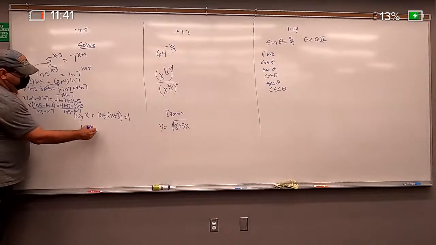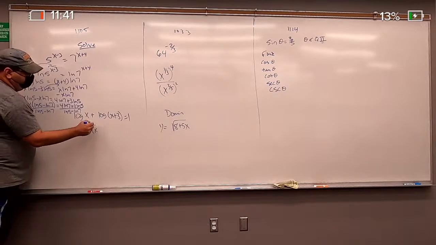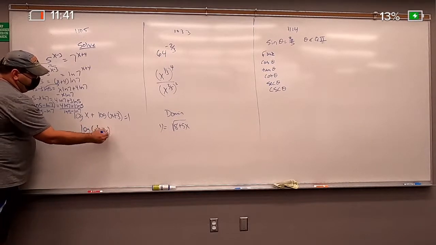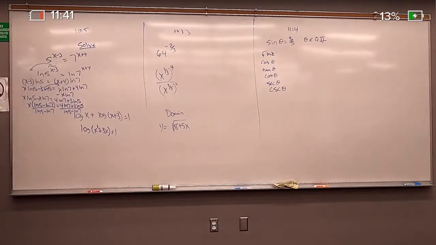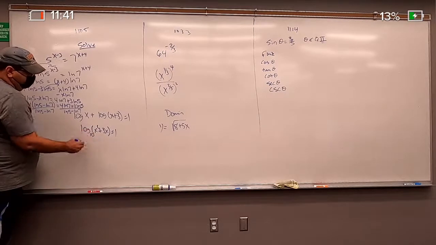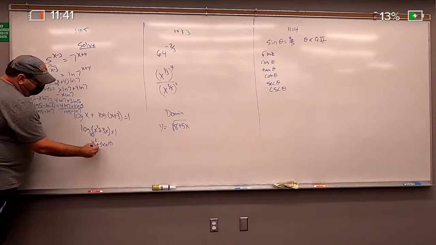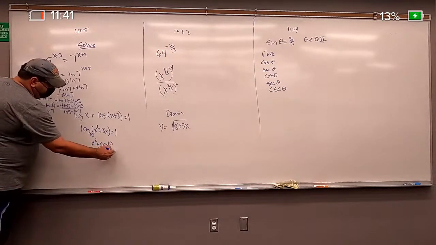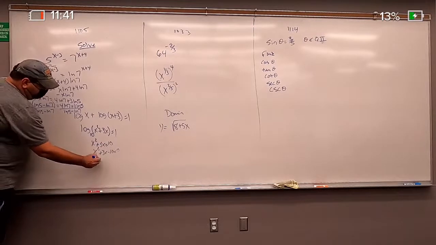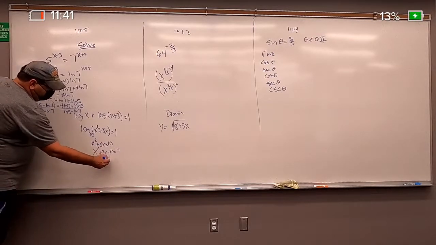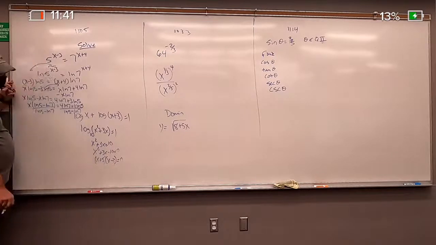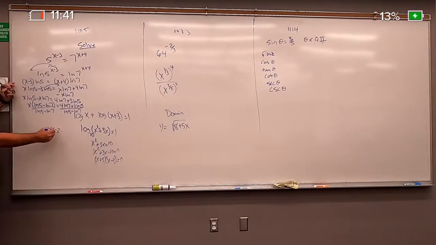Combine these as multiplication. You're going to get x times x plus 3, which is x squared plus 3x, equals 1. This is base 10, so x squared plus 3x equals 10. X squared plus 3x minus 10 is equal to 0. X plus 5, x minus 2 is equal to 0. That gives you x equals 2 and x equals -5. You agree? Yeah, sure.